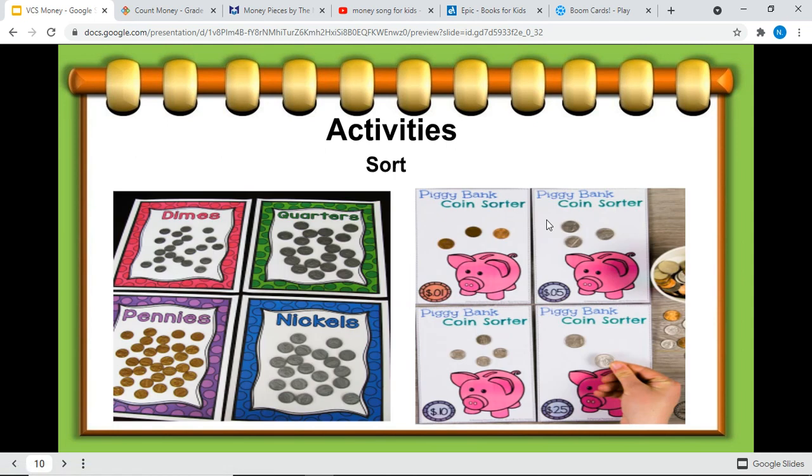Students can also sort. Students could have a container of the manipulative coins or real coins if you have them available and place them in the appropriate area. So obviously here we have dimes, quarters, pennies, and nickels. And here they have a bank coin sorter. And the same process, 1 cent, 5 cent, 10 cent, and 25. So they're able to see the dollar amount versus the word.